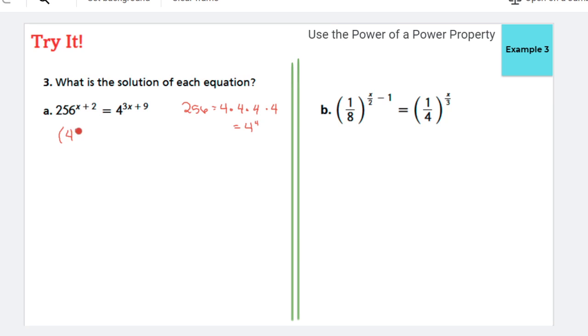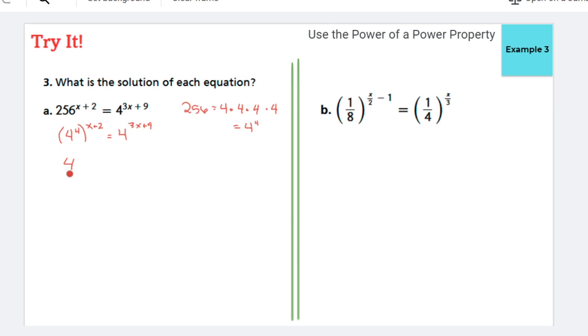So I have 4 to the 4th, that's 256, raised to the x plus 2. And this one's already 4 to the 3x plus 9, so it's a little less work. So then our power of a power property says that when you have an exponent raised to an exponent, you can multiply them together. So that's what I'm going to do now.